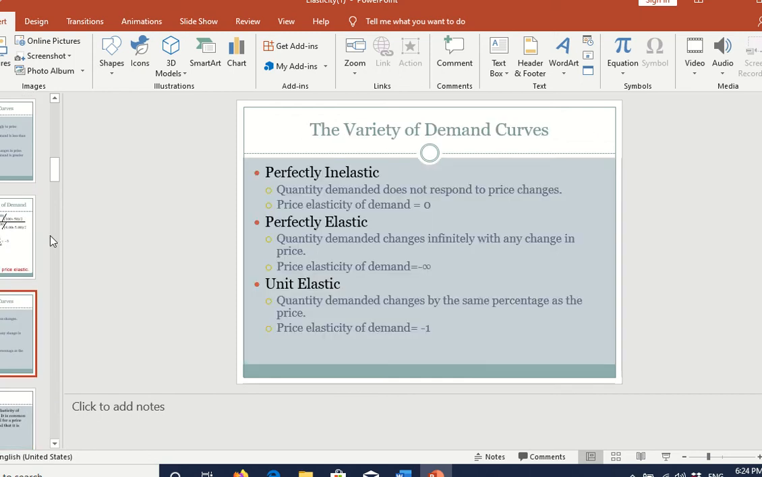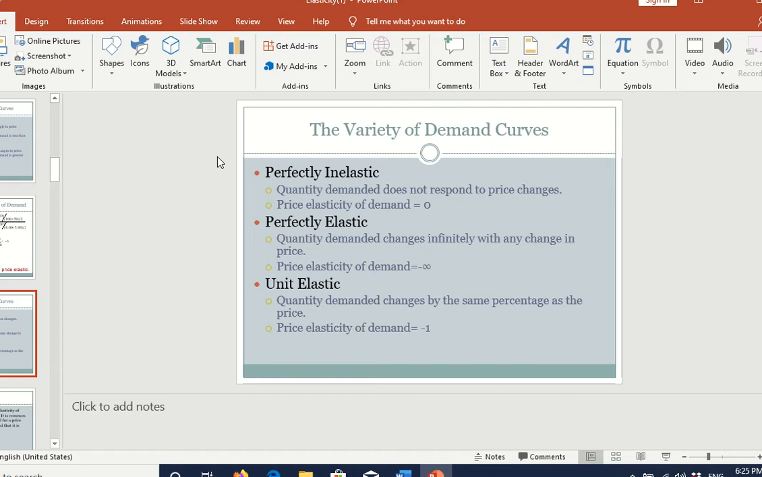So let's look at others. Let's get familiar with other terminology. Perfectly inelastic. Quantity demanded does not respond to price changes at all. This is an extreme case, of course. The price elasticity of demand is equal to 0. What that means is regardless of the change in the price, there will be no change in the quantity demanded.